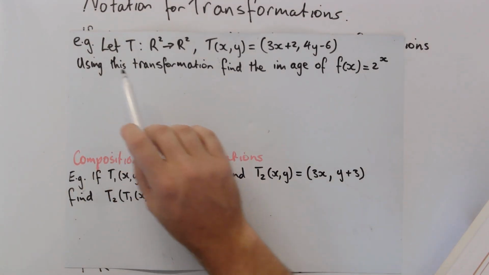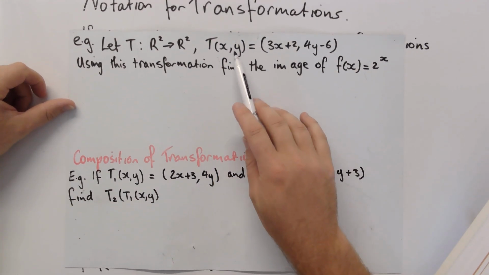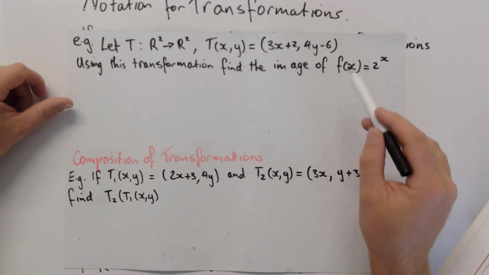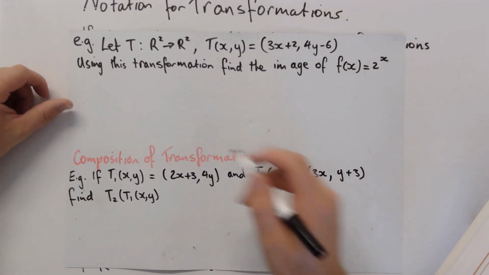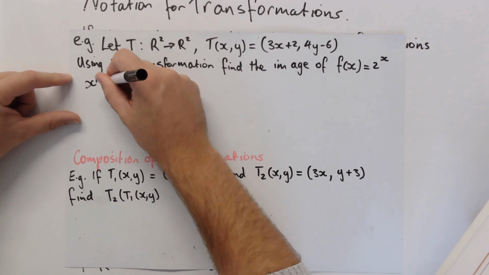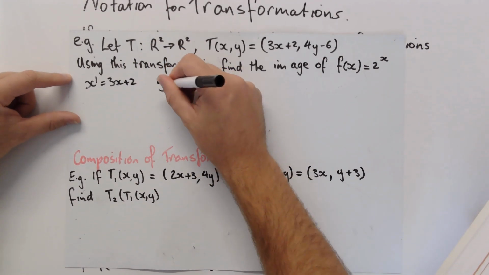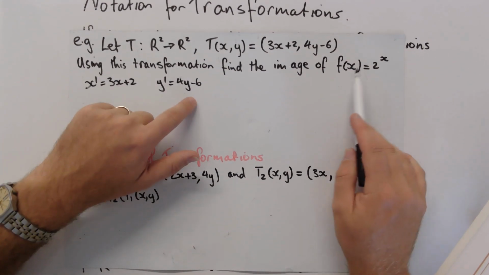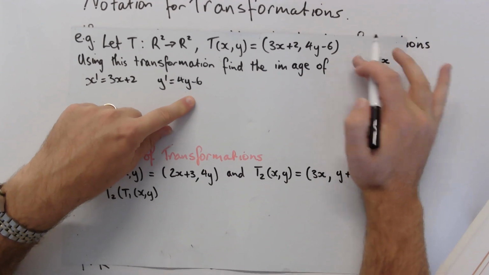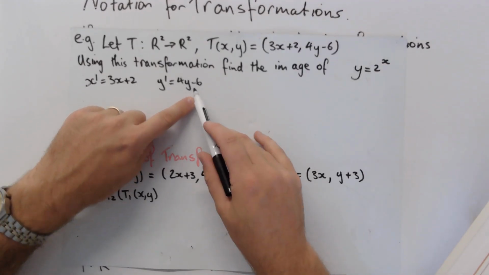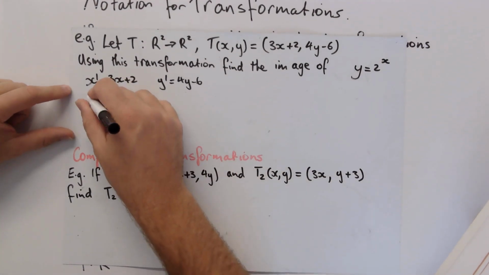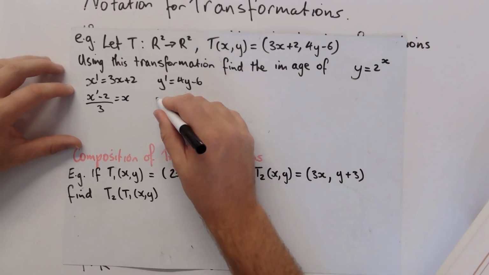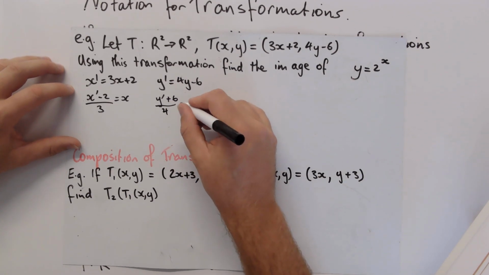Our first one is: let T be a mapping from R squared to R squared, where we get an x' value of 3x plus 2 and y' is 4y take 6. We're going to use these transformations to find the image of f of x equals 2 to the power x. So what we do is we say x' equals 3x plus 2 and y' equals 4y take 6. Now what we need to do is sub this x and this y into our f of x. You can think of f of x as y equals 2 to the power x, so we're going to put this y in here. We can't do that yet, we need to rearrange. So we're going to go x' take 2, divided by 3, is going to equal x, and y' plus 6 over 4 is equal to y.